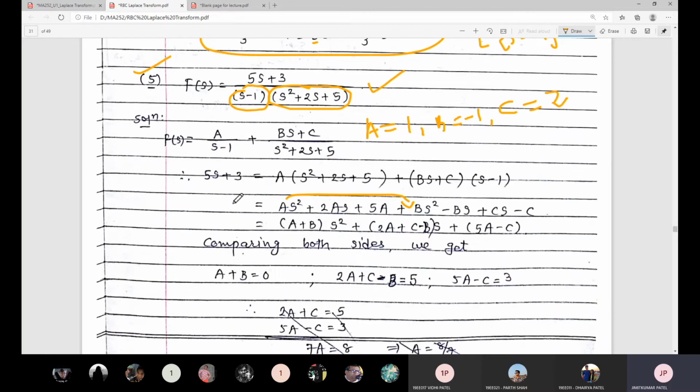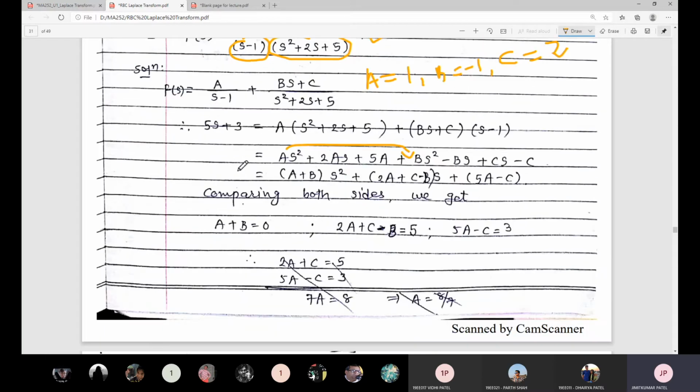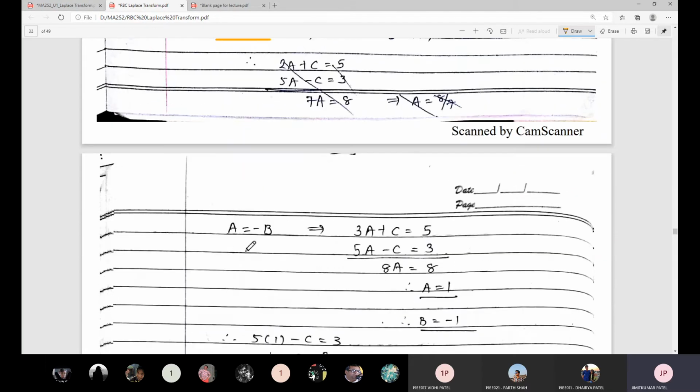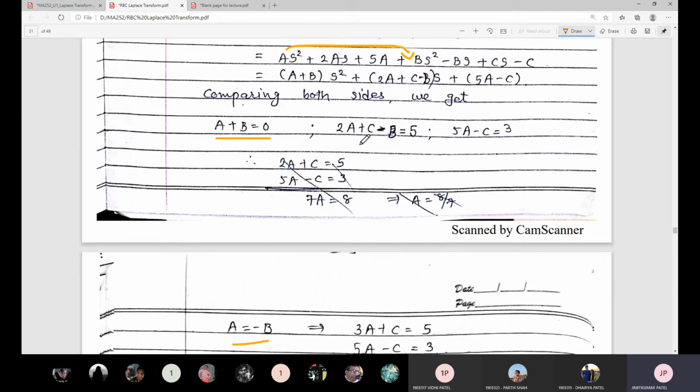If you compare both sides, there is no s square term on the left side, so we have A plus B equal to 0, 2A plus C minus B equal to 5, and 5A minus C equal to 3, because here the coefficient of s is 5 and the constant term is plus 3 on the left hand side. So we have these three equations. Now from the first, A is equal to minus B, so replace B is equal to minus A in the second equation.